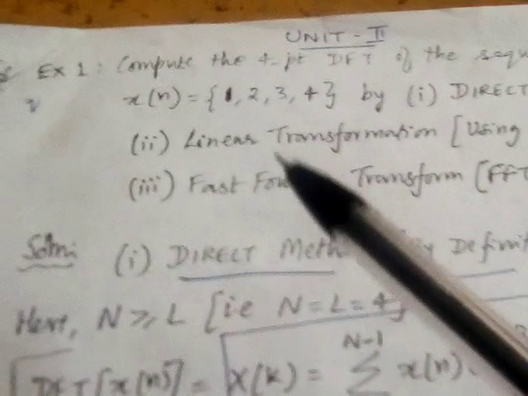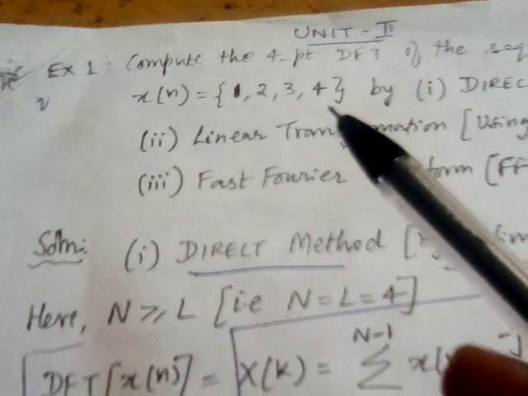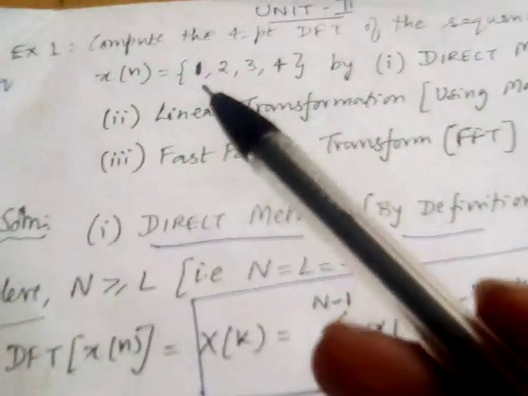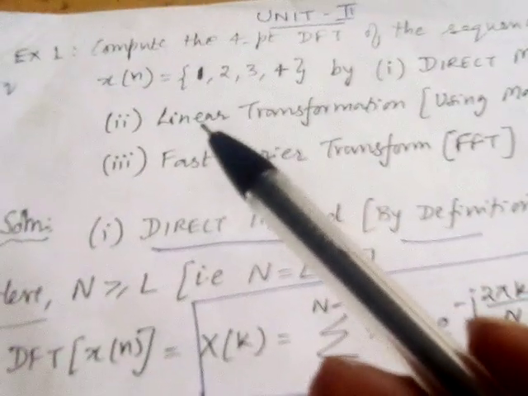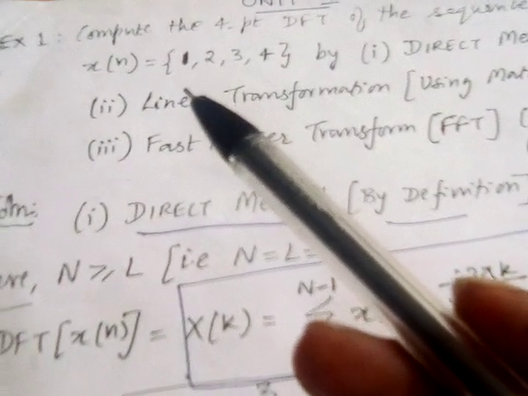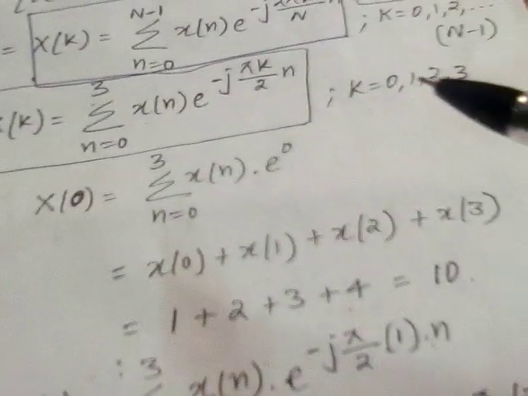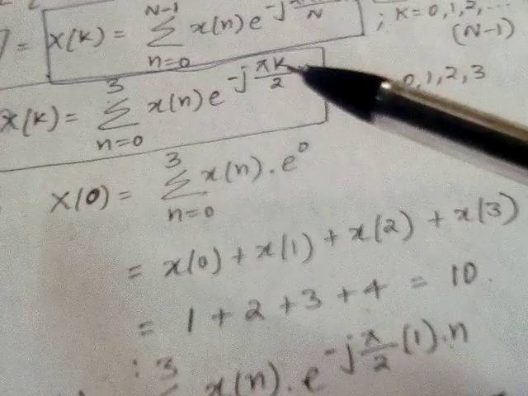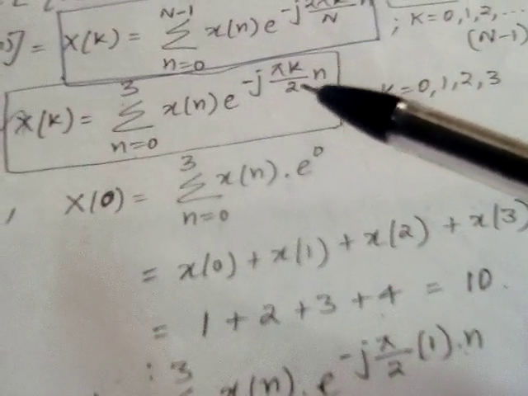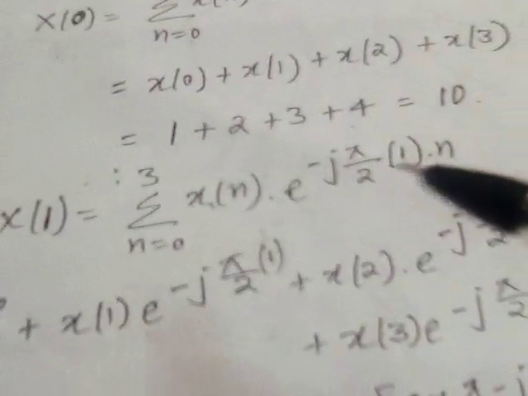From the given problem, x of 0 till x of 3 is given, add it. The first value by default is the value at the origin, even though the arrow mark is not given. So 1 plus 2 plus 3 plus 4 is 10. Next you have to put k is equal to 1. Put k is equal to 1 here, so this becomes pi n by 2. Understood? Okay, so pi n by 2.